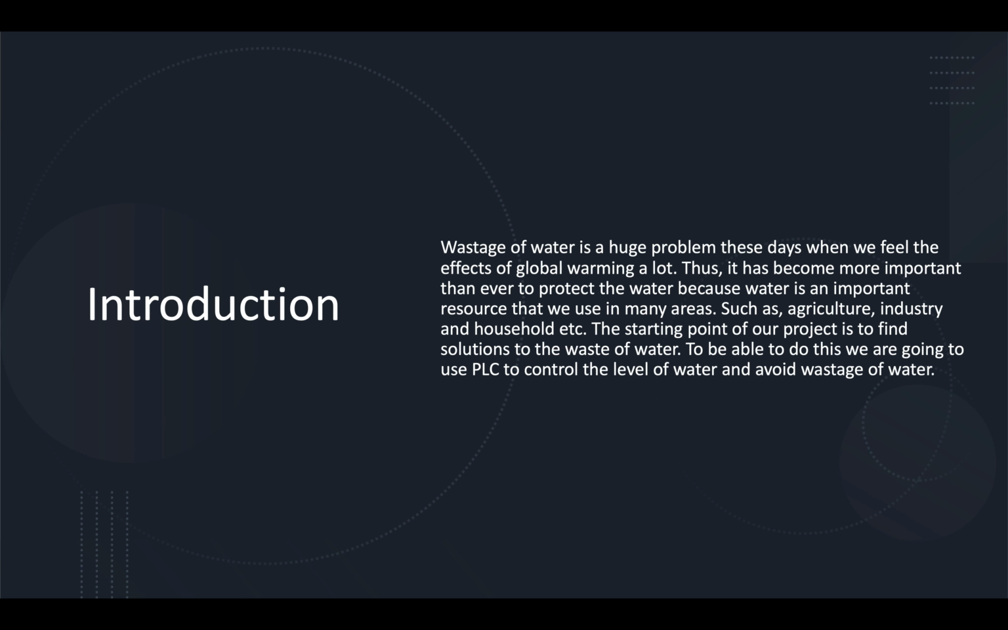Wastage of water is a huge problem these days when we feel the effects of global warming a lot. Thus, it has become more important than ever to protect the water because water is an important resource that we use in many areas, such as agriculture, industry, and household, etc. The starting point of our project is to find solutions to the waste of water. To be able to do this, we are going to use PLC to control the level of water and avoid wastage of water.